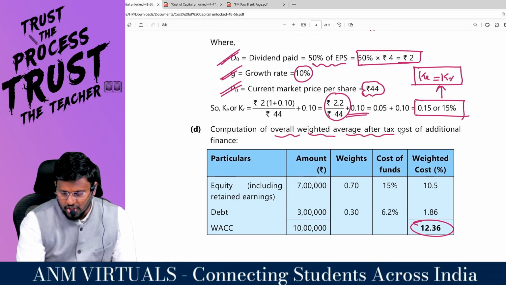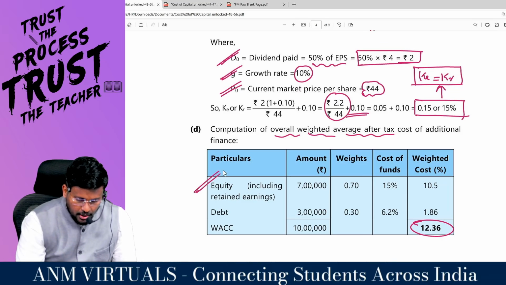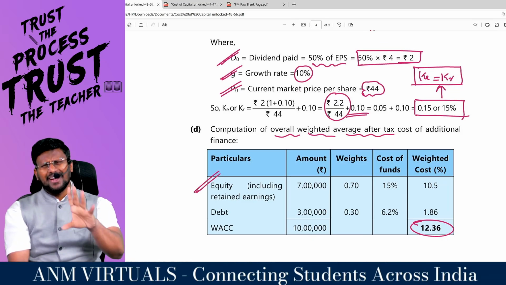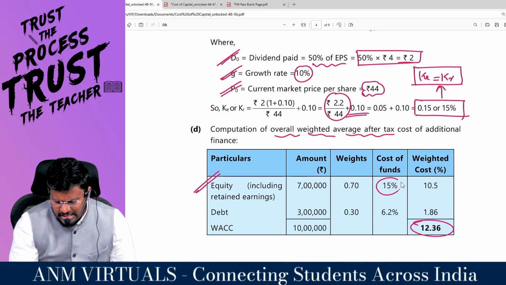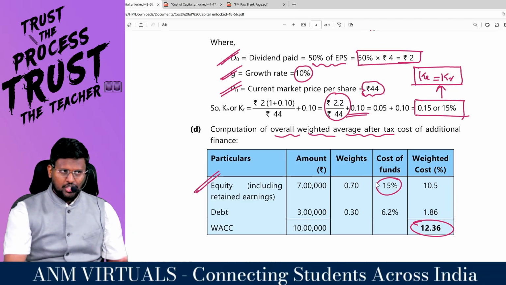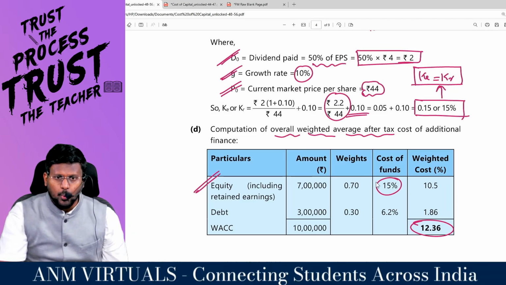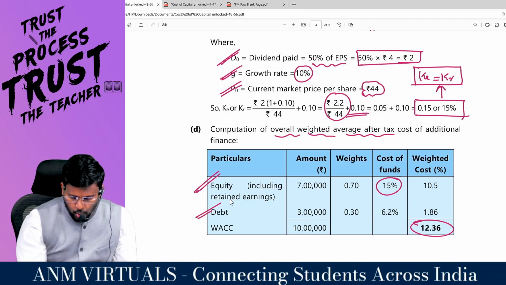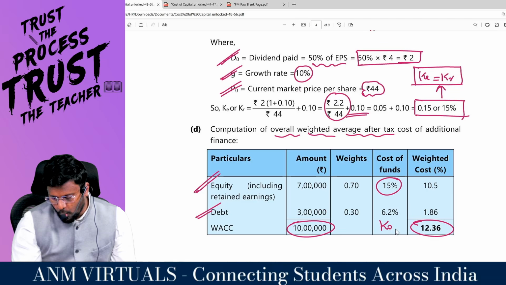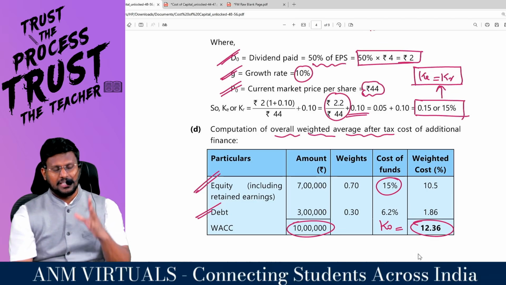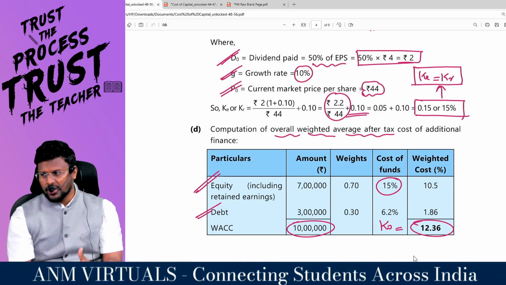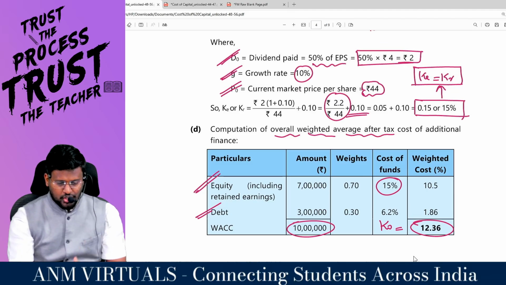Computation of overall weighted average after tax cost of capital: equity including retained earnings, as I already told. If you want, you can show it as one item also, because KR is equal to KE. If flotation cost is there in the question, KR will not be equal to KE. At that time you have to bifurcate and show them separately. So debt is there, totally 10 lakh. So KO is equal to 12.36 percentage. I hope that you are able to get the answer and understand the question.